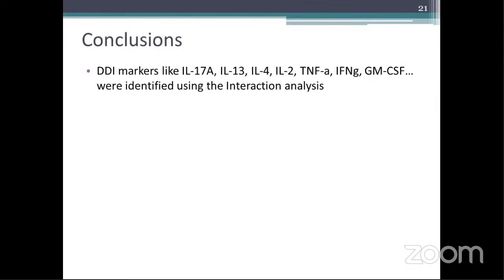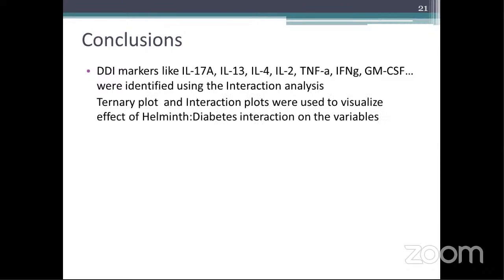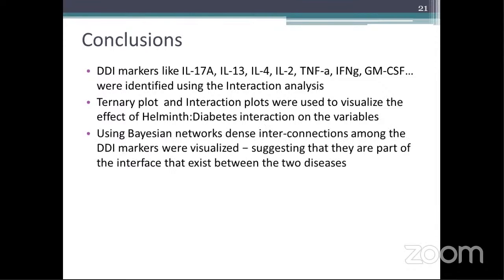The disease interaction markers like IL-17A, IL-13, IL-4, IL-2, TNF-alpha, and so on were identified using the interaction analysis. Ternary plots and interaction plots were used to visualize the effect of helminth-diabetes interaction on the variables that were identified as DDI markers. Then using Bayesian networks, dense interconnections among the DDI markers were visualized, suggesting that they play a much stronger role in the interface that exists between the two diseases.